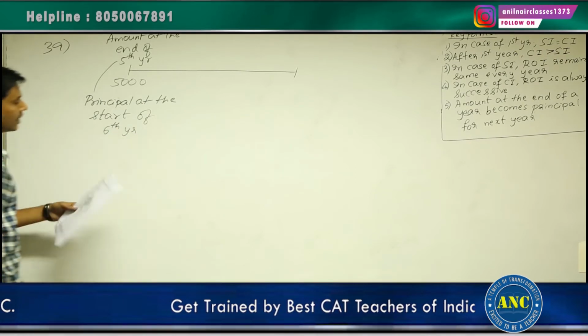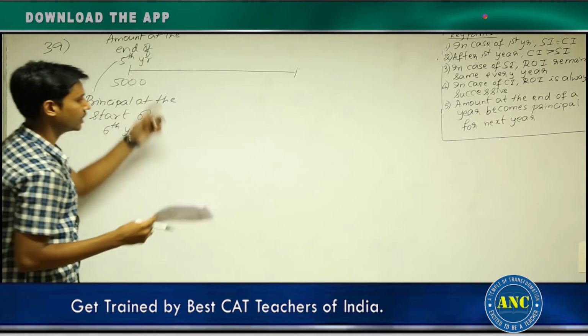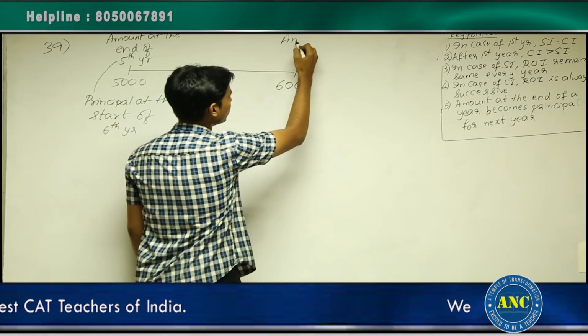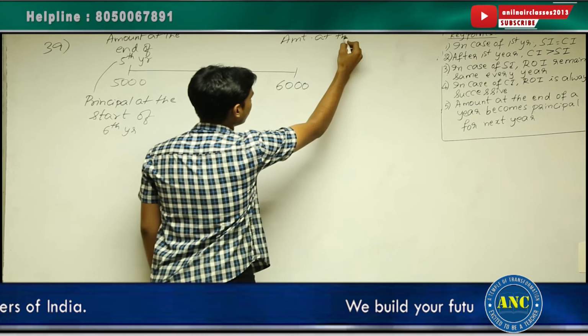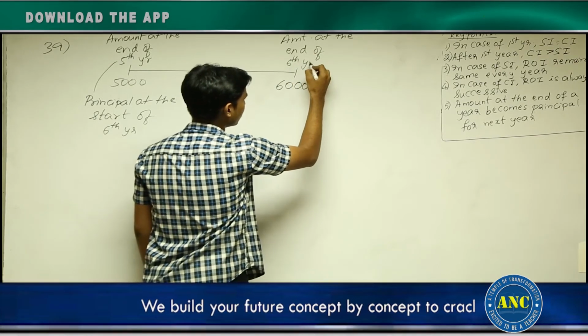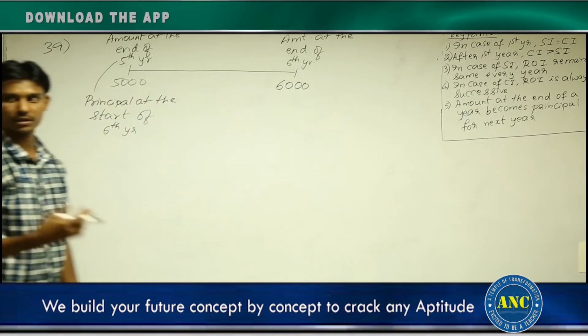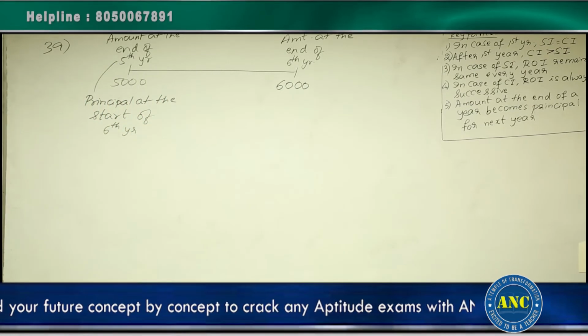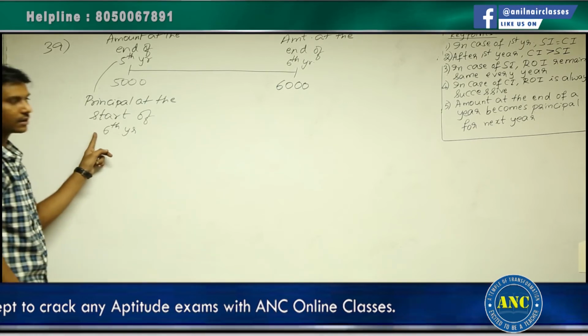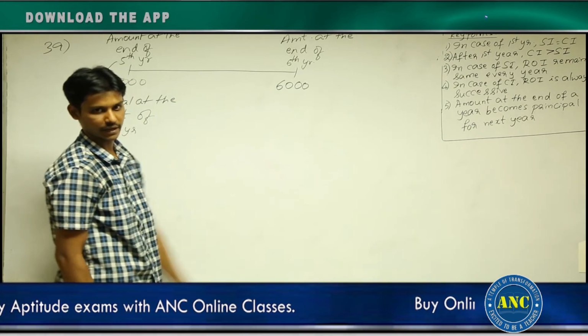What they are giving? A certain sum amounts to 5,000 in 5 years and 6,000 in 6 years. They are giving amount at the end of 6th year. Amount at the end of 6th year is given as 6,000. Find the rate of interest. Please listen here. Rate of interest is always calculated for 1 year. This is the beginning of 6th year. This is the ending of 6th year.